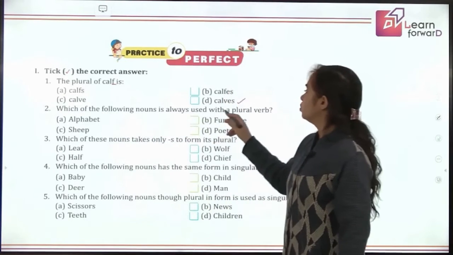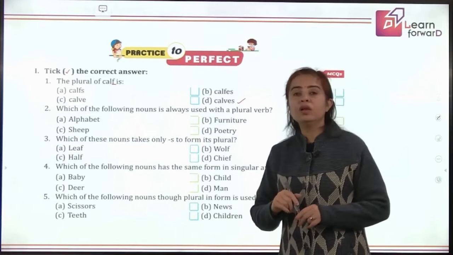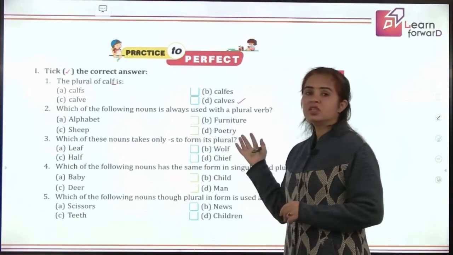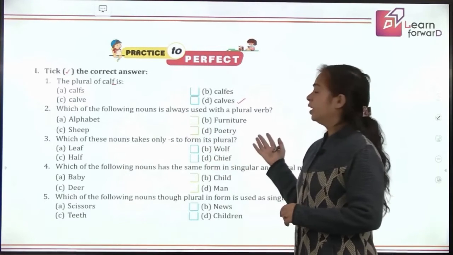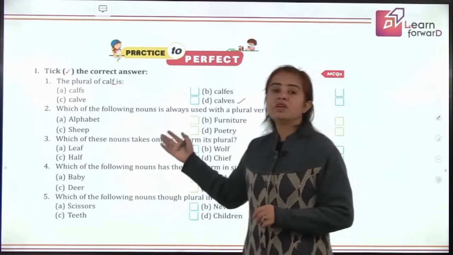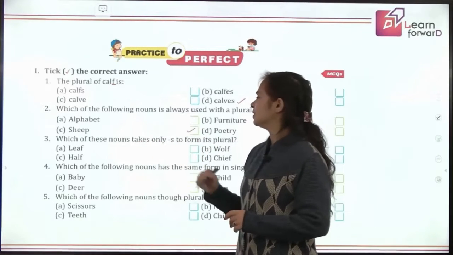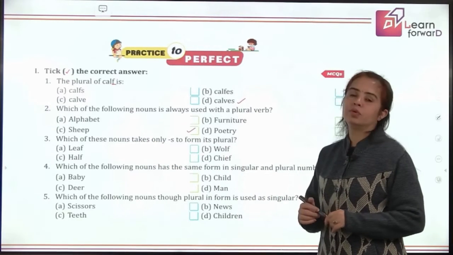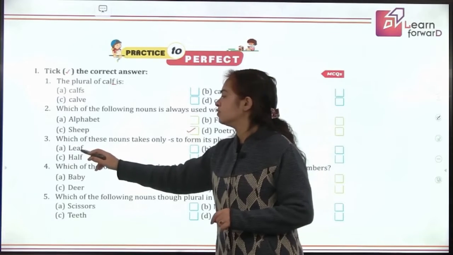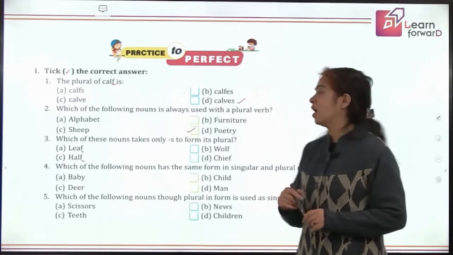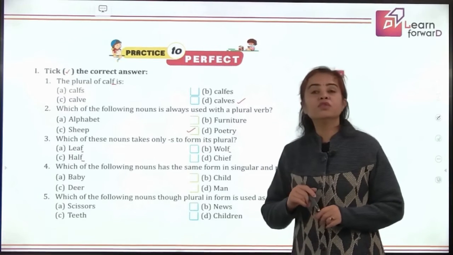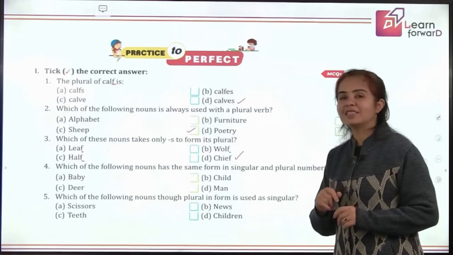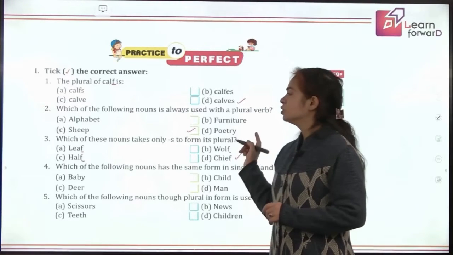Which of the following nouns is always used with a plural verb? Okay. Alphabet? No. Furniture? We say furniture is for sale. Then poetry is interesting. So we have sheep are grazing. Now, which of these nouns takes only S to form plural? F ending? Leaves. Then half also becomes halves. Okay, wolf also becomes wolves, V-E-S. Oh, yes, chief was the one in the exception list. We add S to it. So this is the only one.